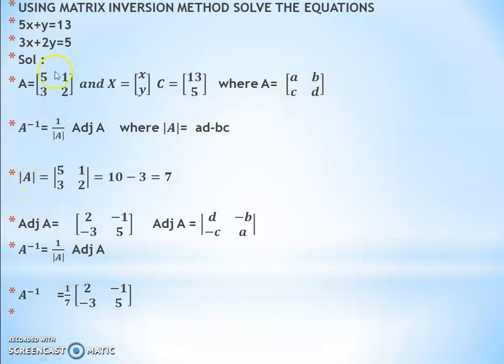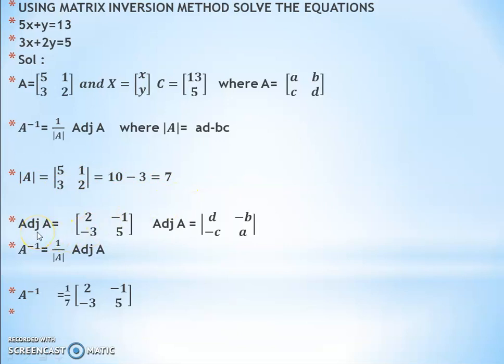Now first we compare with the given matrix A, 5, 1, 3, 2. So we have to find the determinant of this matrix. 5 into 2 is 10, 3 into 1 is 3, 10 minus 3 is 7. We derive the determinant value as 7.